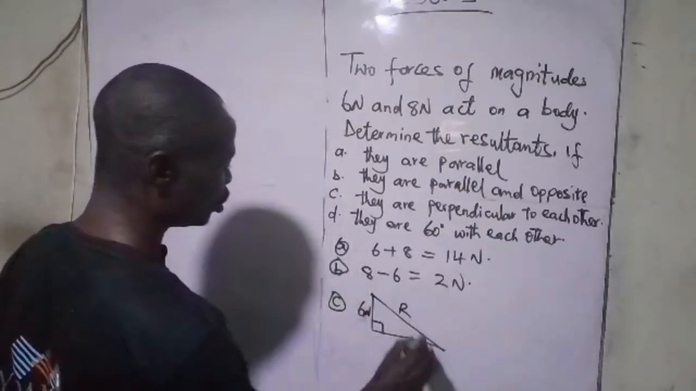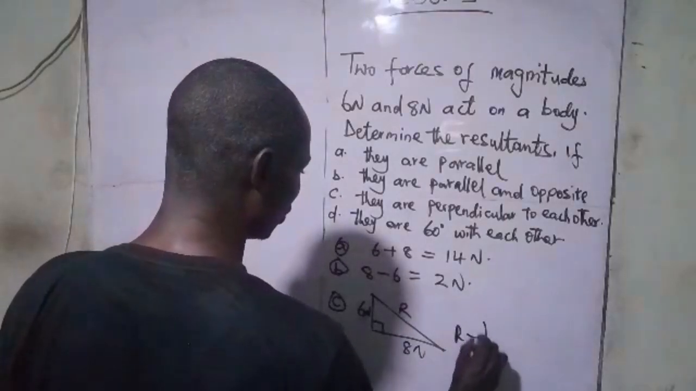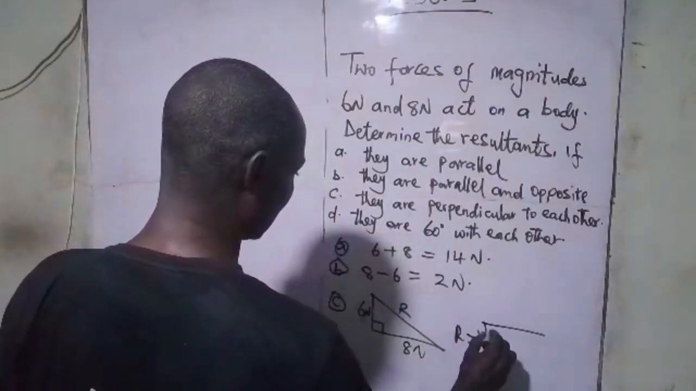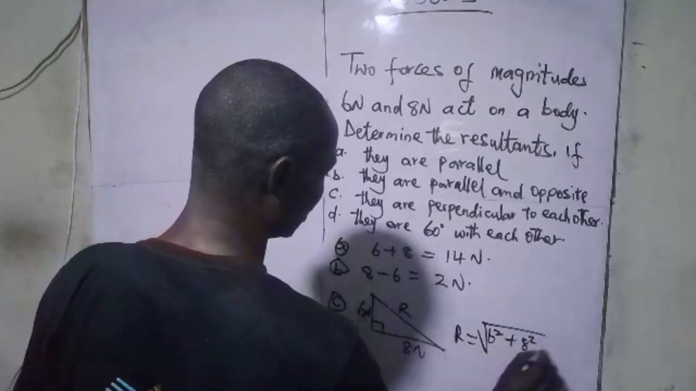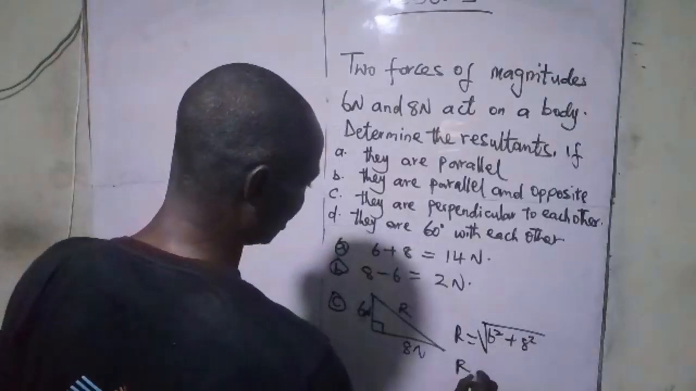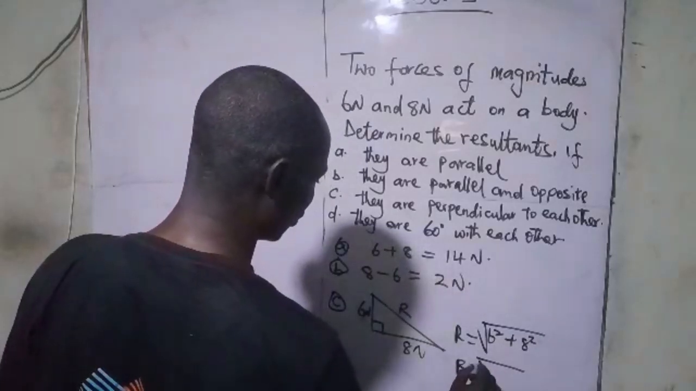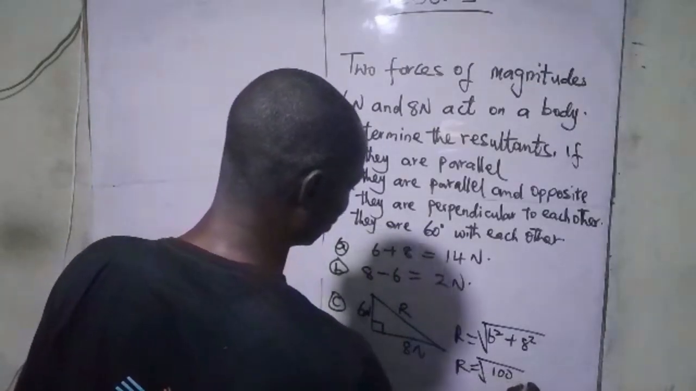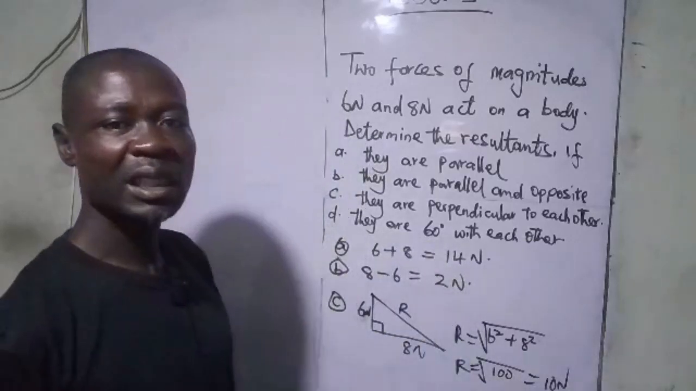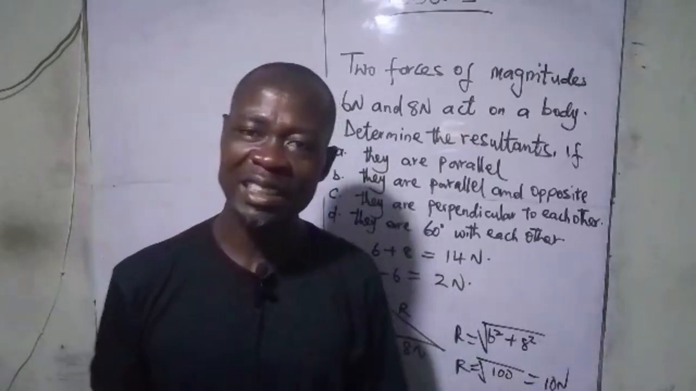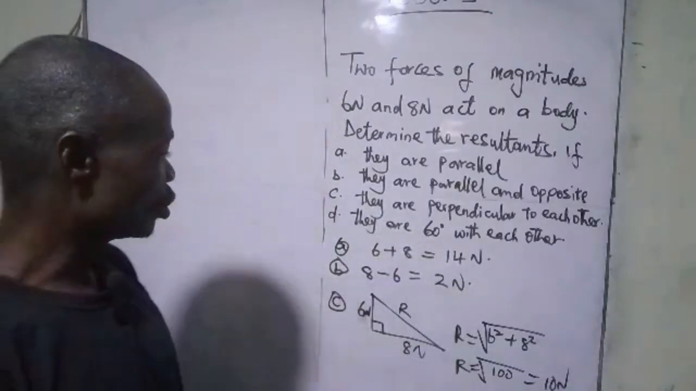So we use the Pythagorean rule, and R is going to be the square root of 6 squared plus 8 squared. That gives us the square root of 100, and the square root of 100 is 10 Newton. So that means that when two forces act perpendicular to each other, we use the Pythagorean rule to solve it.